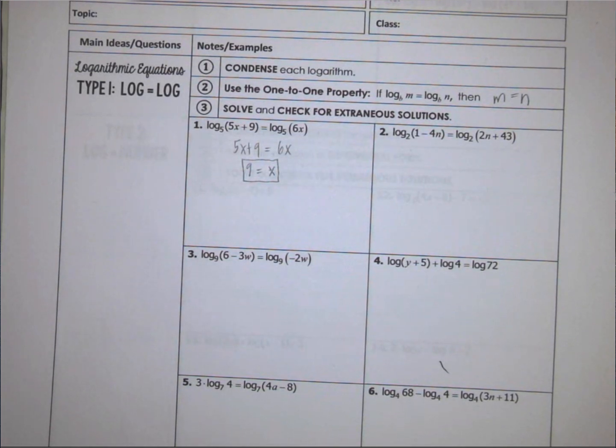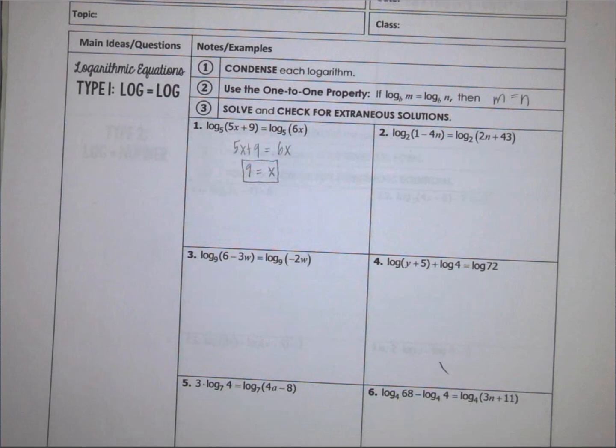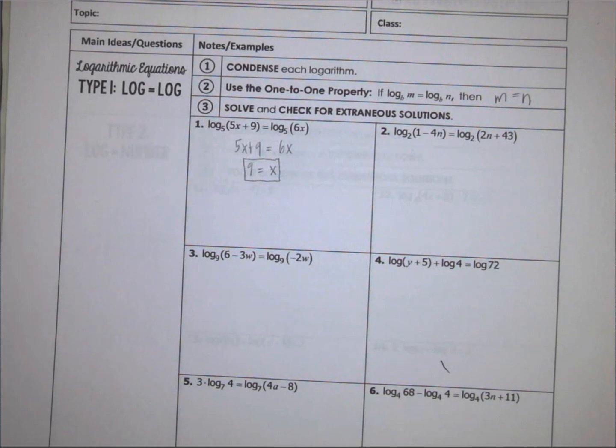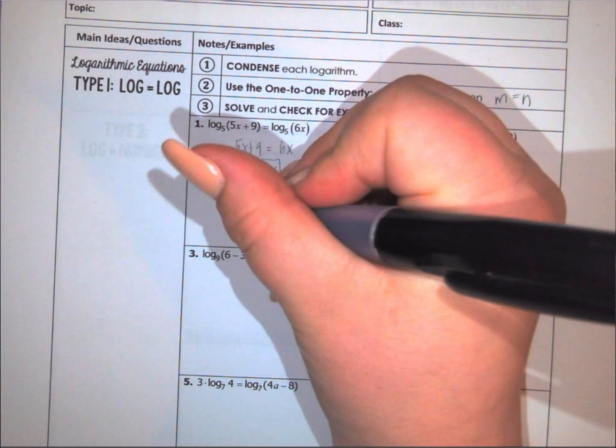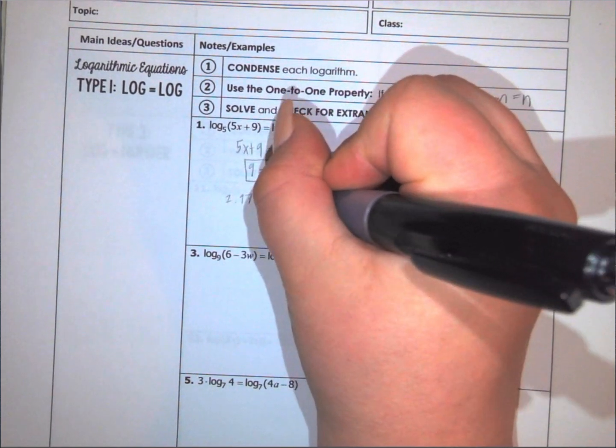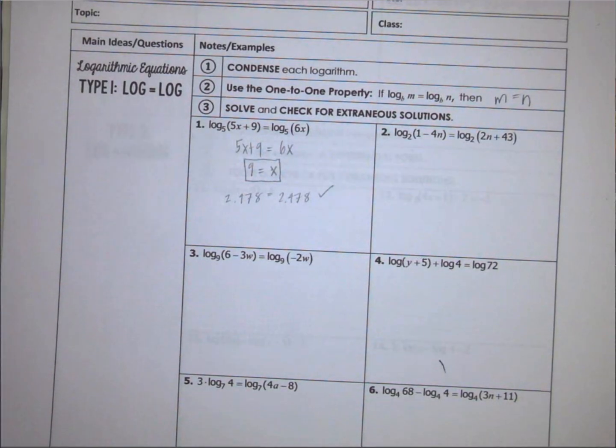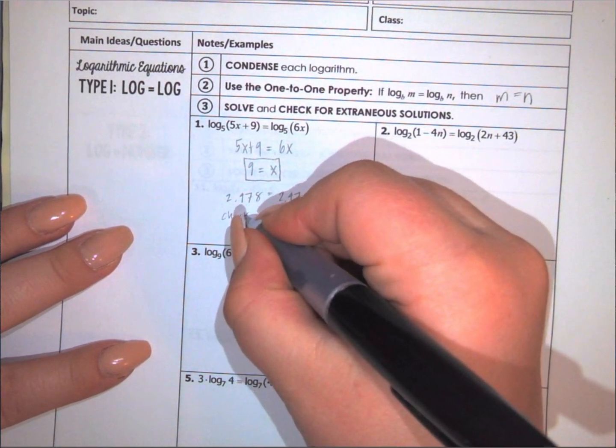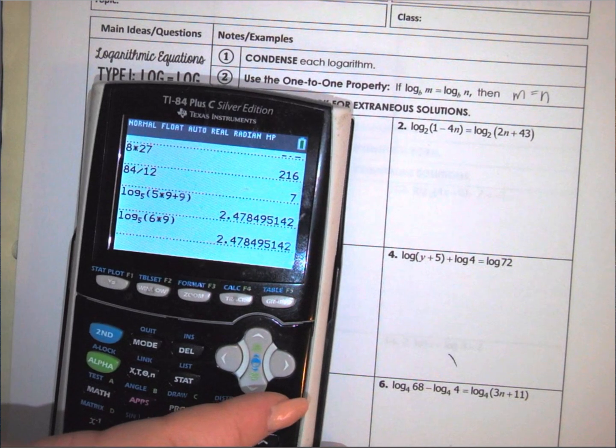But just to show you, to check that you do get the same answer on both sides, you plug in log base 5 of 5 times 9 plus 9, and then see if it's the same as log base 5 of 6 times 9. And then you'll see that you do get the same answer, which I will be writing down momentarily. You get 2.478 on the left side, and you get 2.478 on the right side, so it does work. You can see on the calculator that's what I did.